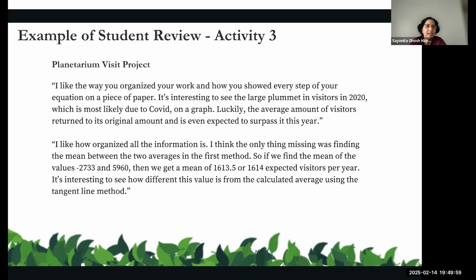Similarly, the next quote was from a student who mentioned that there is another way of looking at the mean and looking at the average in the first method. So they gave some more ideas on how to do the analysis further.